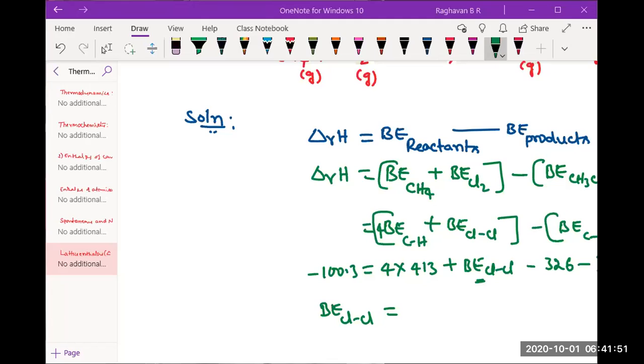Especially for calculating the enthalpy of reaction in terms of bond enthalpies, it has to be reactants minus products, because in products, bond formation liberates energy. In case of reactants, bond breaking is what is required. It is absorption of energy. So if heat liberated is more than heat absorbed, delta H must be negative, right? So reactants, endo first, products formation, exo next. That's why enthalpy of reaction in terms of bond enthalpy would always be reactants minus products. You should remember that.